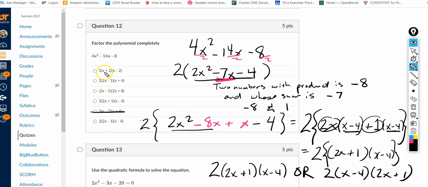Okay, so I know that I'm looking for one. So x plus 2, that's not in there. 2x minus 1 is not in there. Okay, that one's not in there. 2 times 2x plus 1 times x minus 4. This is going to be the one.